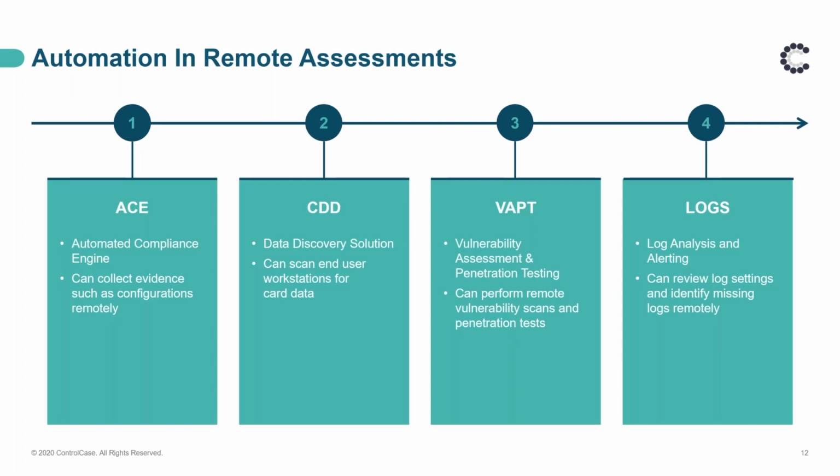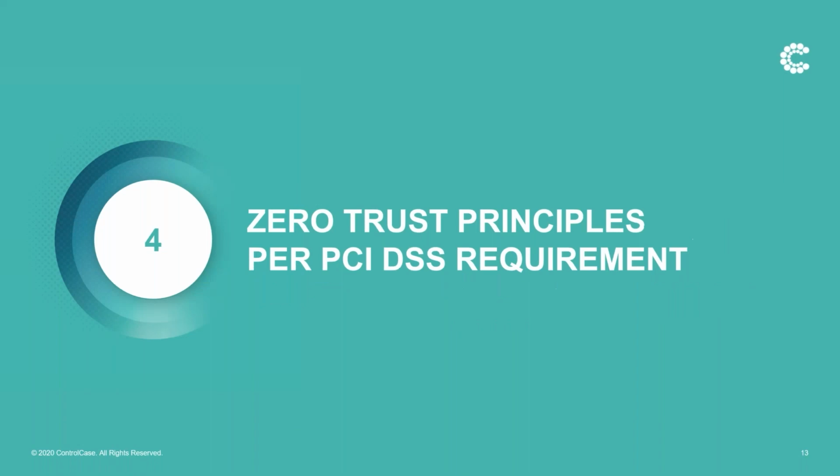At ControlCase, the four key pillars that we provide to our customers when we do remote assessments are automation and collection of evidence, whether it's workstations or servers; ensuring we are able to identify sensitive cardholder data within workstations and within infrastructures; the ability to perform remote vulnerability assessment and penetration testing; and ensuring logs, whether from workstations or infrastructure, are appropriately looked at and analyzed.